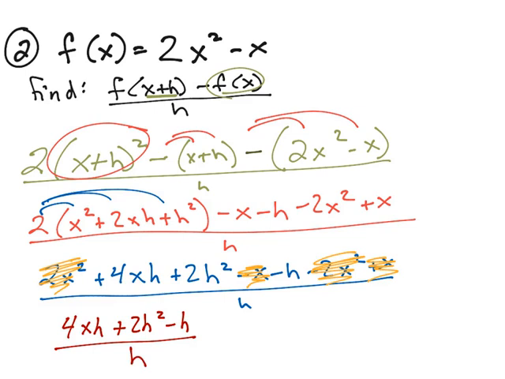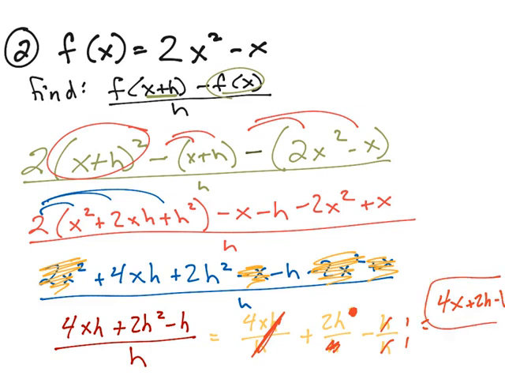We can reduce, right? Because every term in the numerator has an h, I can reduce this out. This is the same as 4xh over h plus 2h squared over h minus h over h. So when I go through, these h's are going to cancel out. We're going to cancel out one of those h's, and these cancel out to just be 1 over 1. So my final answer is 4x plus 2h minus 1. That would be the slope, or the change over time between 2 points on this line, okay?